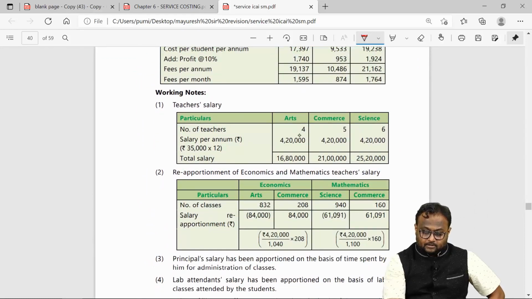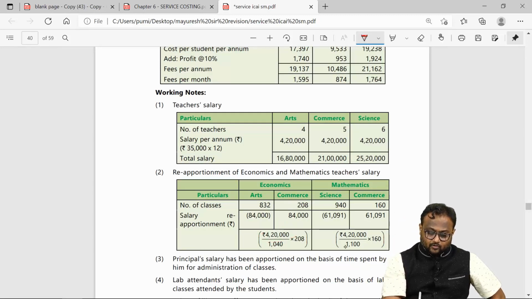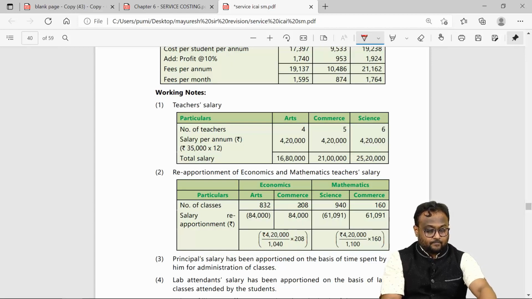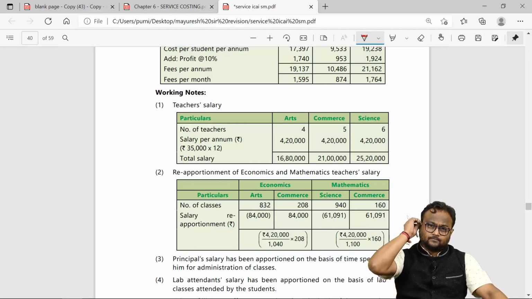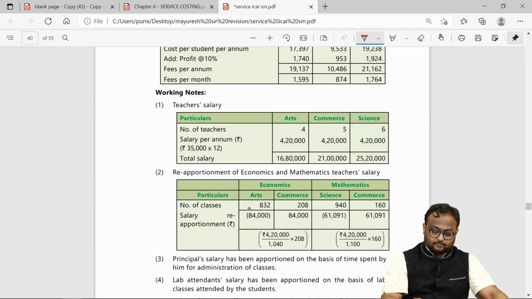See, this is teacher's remuneration. 35,000 salary multiplied by 12. Now 4,20,000 is paid for 1040 classes. Out of that, 208 classes belong to commerce. So 4,20,000 divided by 1040 is 403.84 something per class, multiplied by 208. That comes to 84,000. So 84,000 is deducted from arts and it is added to commerce.